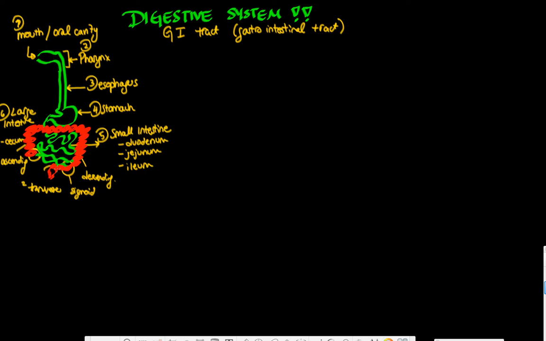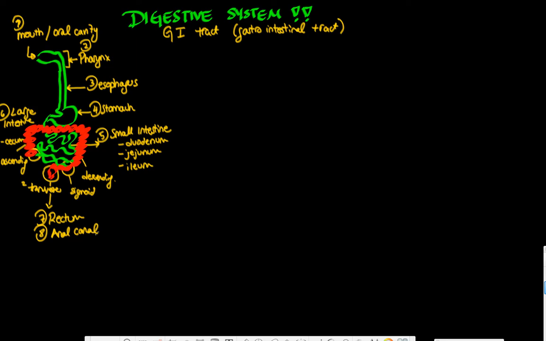Finally, we have number 7 is going to be the rectum, followed by the anal canal. Okay, and so this is basically the pathway that your food is going to take as it enters and passes through the GI tract. So now let's go ahead and look at what this GI tract is made of.